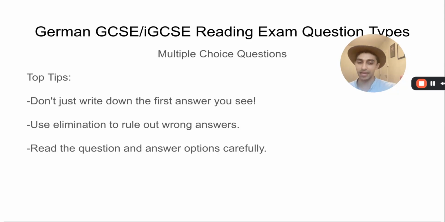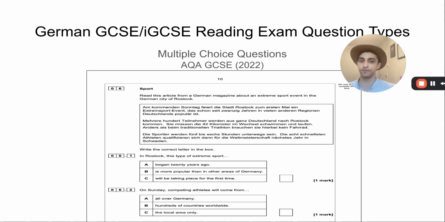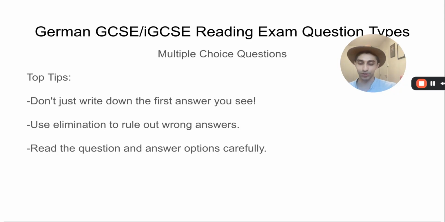Other than that, you do have to be careful not to write down the first answer that you see. That is very important because they will often try and trick you. For example, for these questions, we have three options. For every question, they will often mention every single one of those options in order to try and mislead or trick the students. And many students will fall into that trap of just writing down the first of those answers that they come across in the text. So make sure you don't do that.